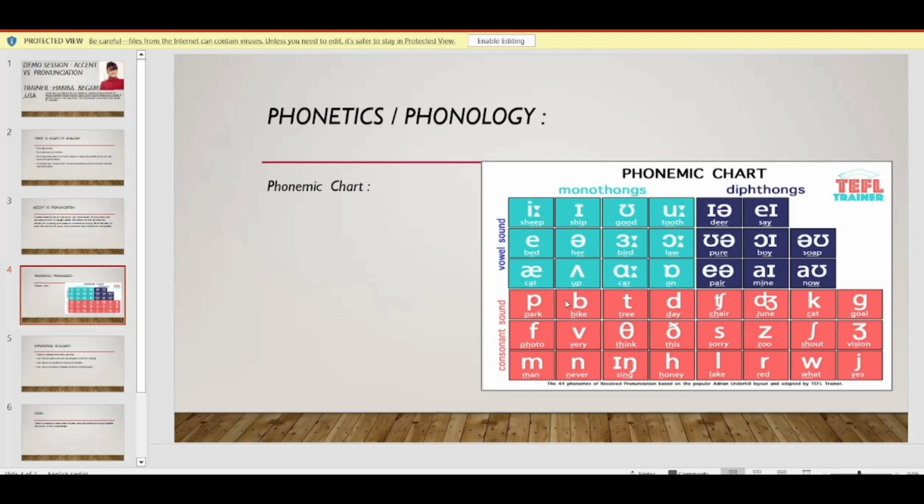And the rest of the 24 sounds are called consonant sounds. Okay, clear? So if you really want to have command over accent and pronunciation, it's very important to know about the phonemic chart. My humble request to all my viewers who don't know about sounds, please research and study it. There are many channels available on YouTube. You can open them and practice. You can listen to their sounds and easily develop your accent or pronunciation. Okay, clear?